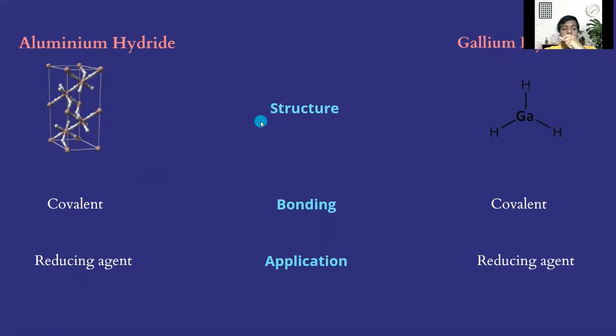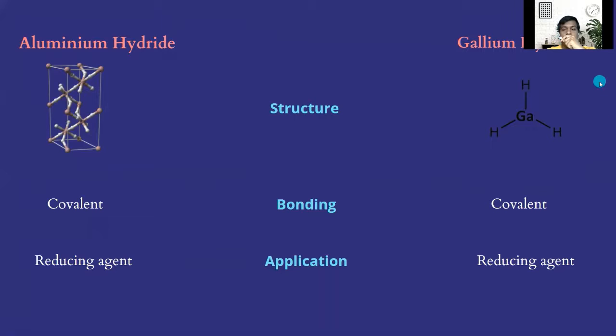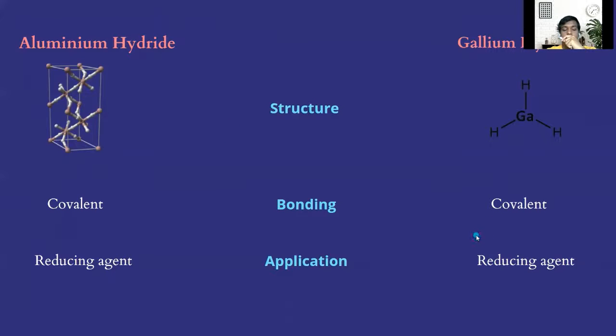In the next part, we will see the structure of aluminium hydride and gallium hydride. These two compounds are similar in terms of structure, and commonly exist in tetrahedral form. The bonding of these two compounds is covalent. They are usually used as reducing agents in reactions where carbonyl compounds and carboxylic compounds need to be reduced into alcohol. The reason they act as reducing agents is that these two compounds have the tendency to donate the hydride ion to the reacting compounds.